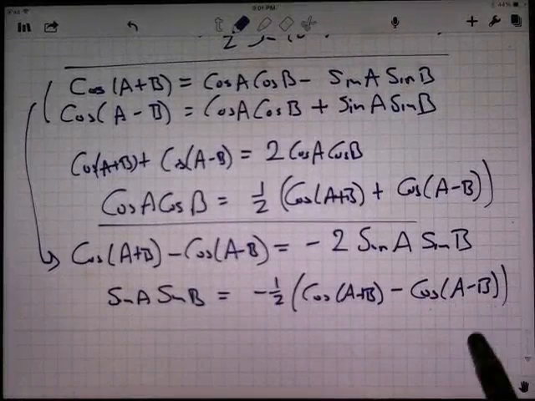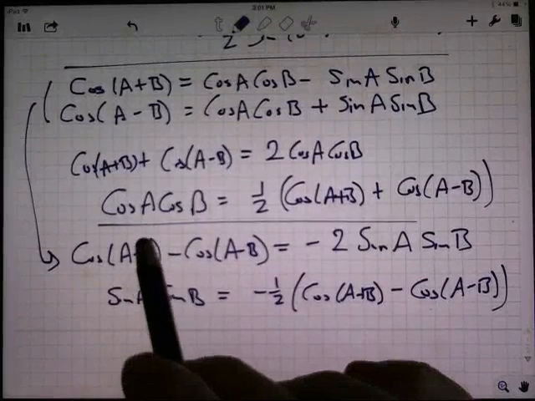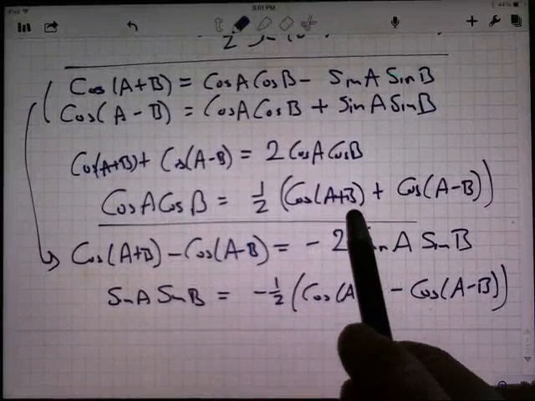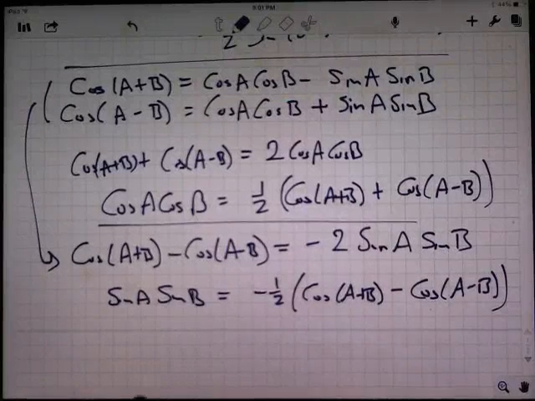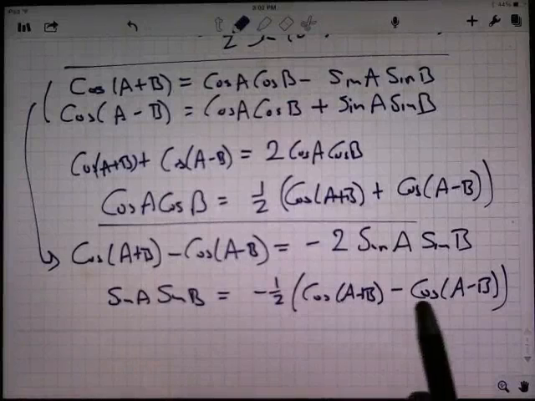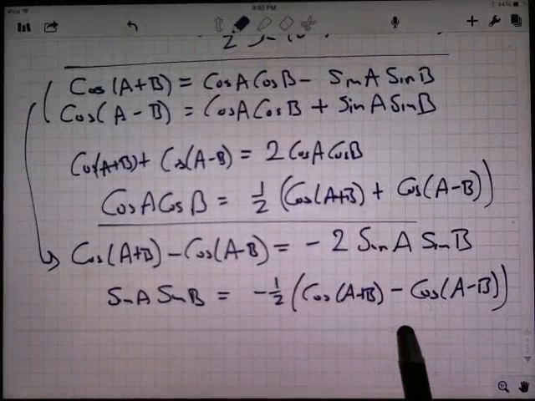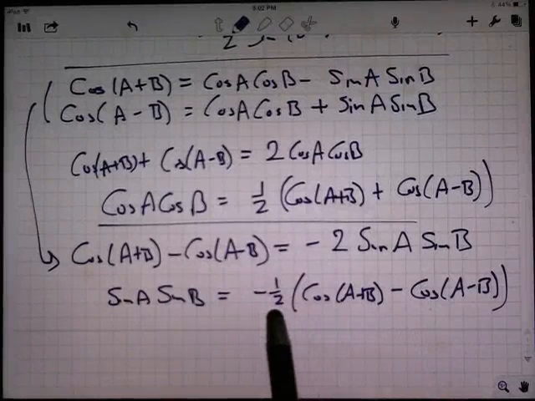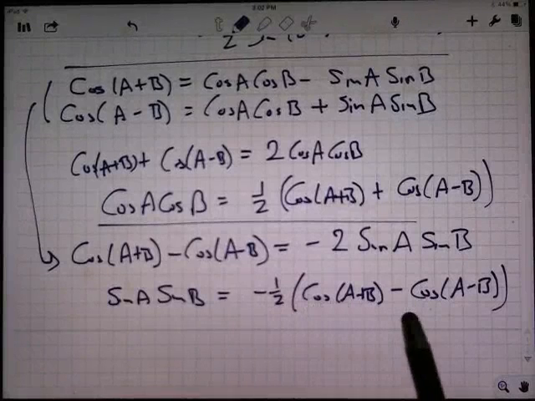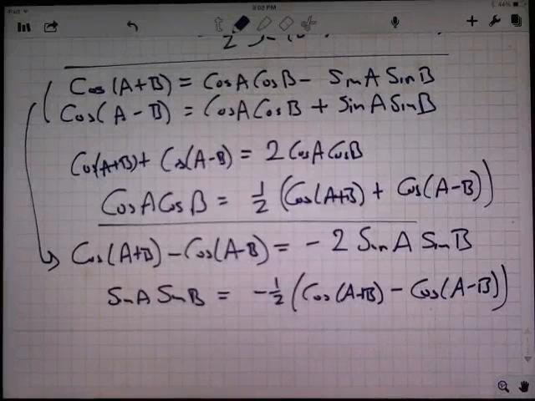Okay, so where a product of cosines turned into a sum of cosines, a product of sines turns into a difference of cosines. Okay. There's the times of minus a half out in front that you could distribute through if you want. You're still ending up with a difference of a couple of things.